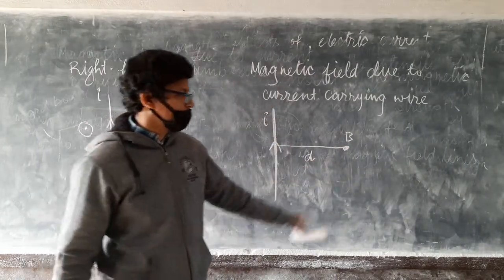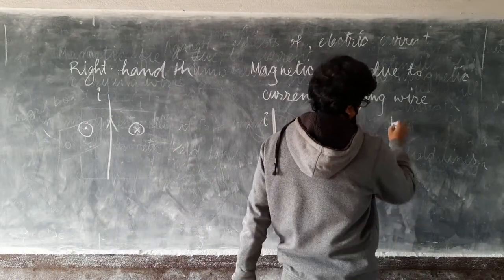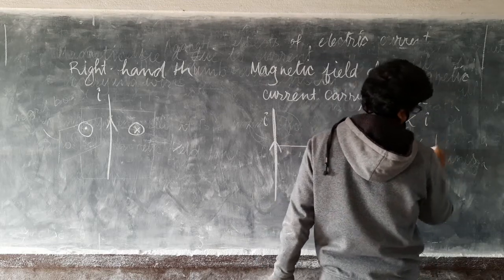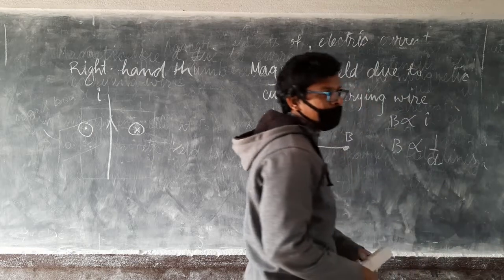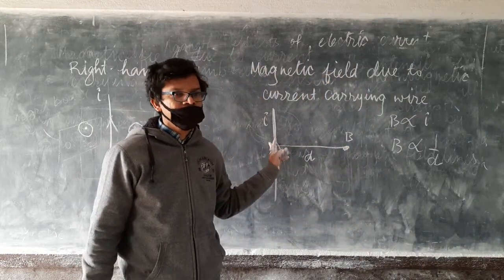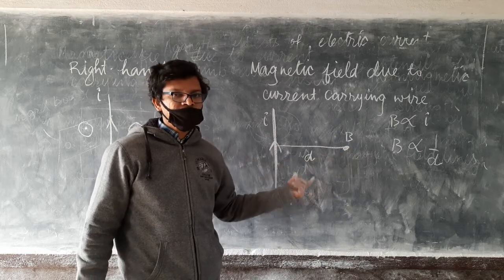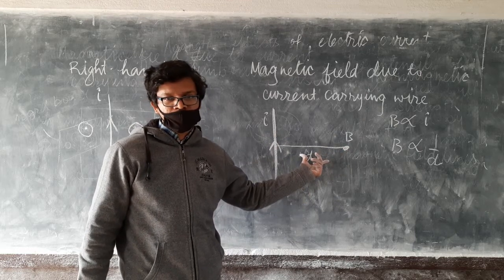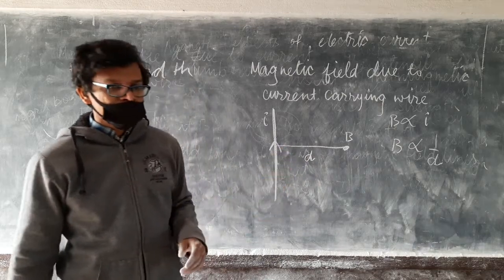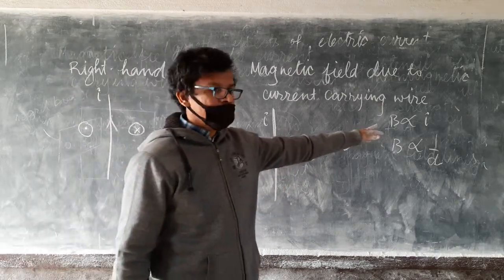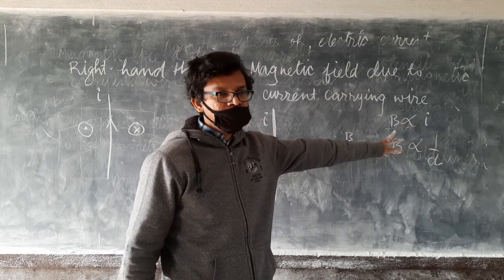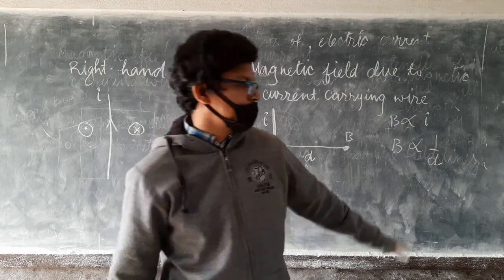So you want to find the magnetic field at this point which is at a distance d from the current carrying wire. Then this magnetic field will be directly proportional to I and directly proportional to 1 by d. That means if current is increasing, then field will increase. If current is decreasing, field will decrease. And if distance is increasing, field will decrease. If distance is less, there is more field. So magnetic field will depend on current and distance. This is how they depend.